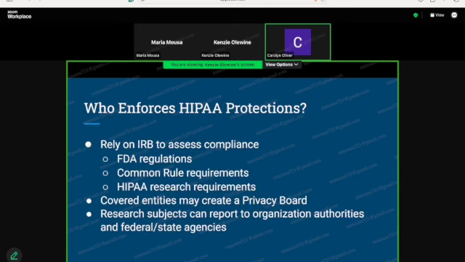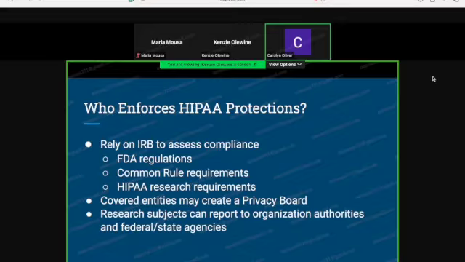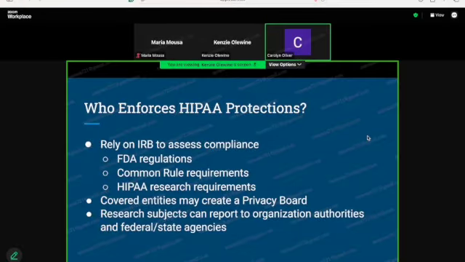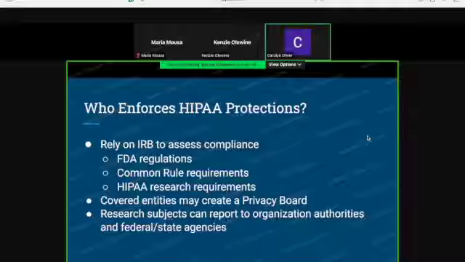So, who enforces the HIPAA protections? Everyone that is involved in research or in a healthcare setting is supposed to know and follow the rules and regulations that are stated underneath the HIPAA overarching topic. For disciplinary actions and issues, the IRB, specifically for research, assesses the compliance for things such as the FDA regulations, ensuring that the Common Rule requirements are being followed, and that all HIPAA research requirements are also being followed.